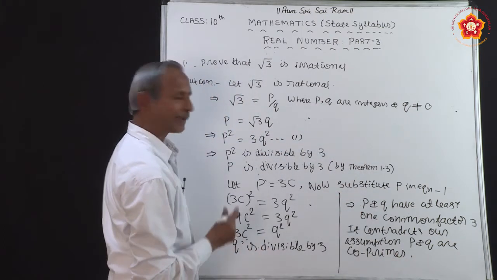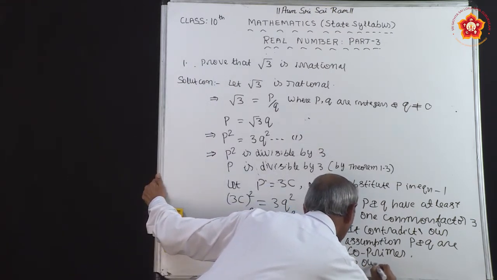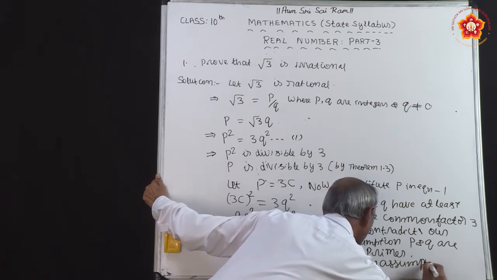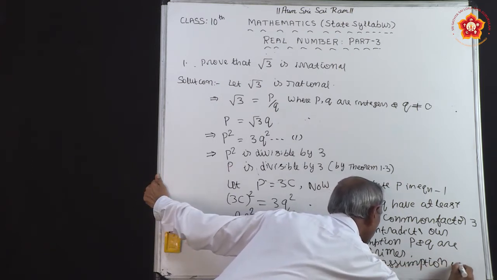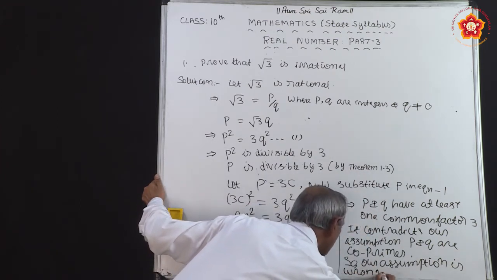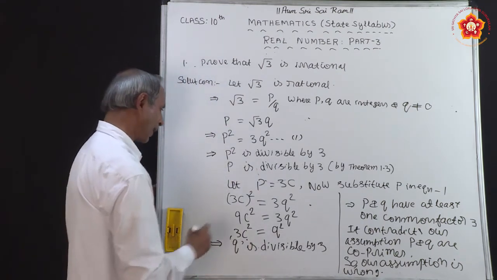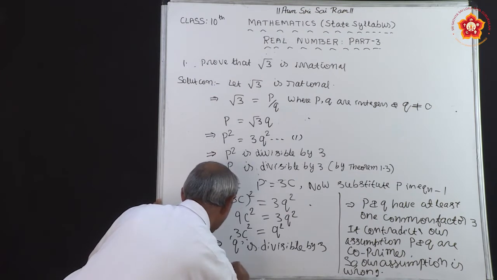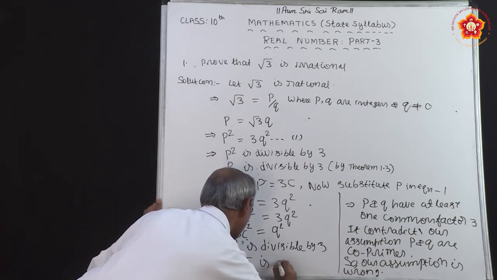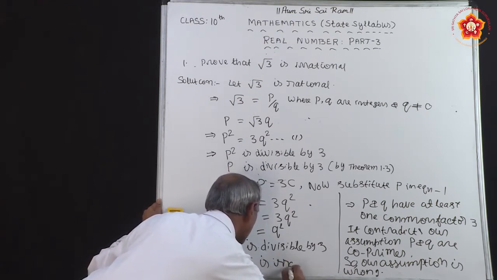So our assumption is wrong. That implies root 3 is irrational. Afterwards you can write that root 3 is an irrational number.